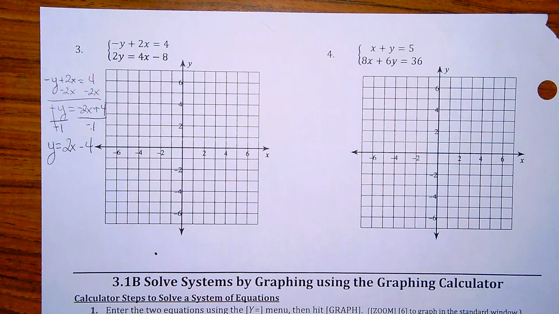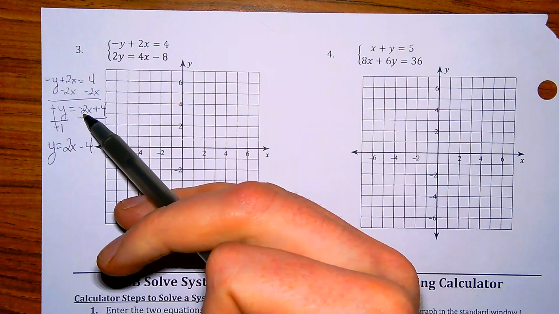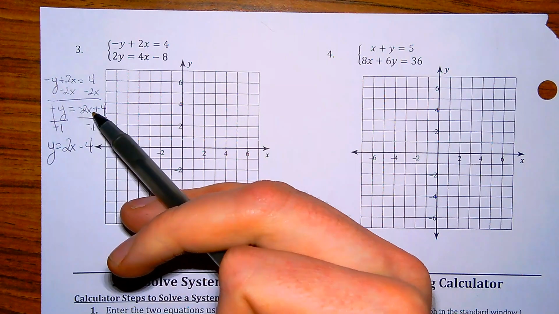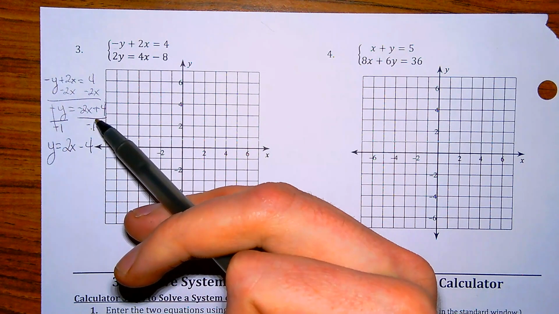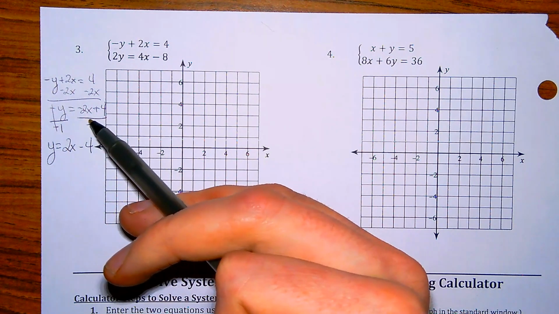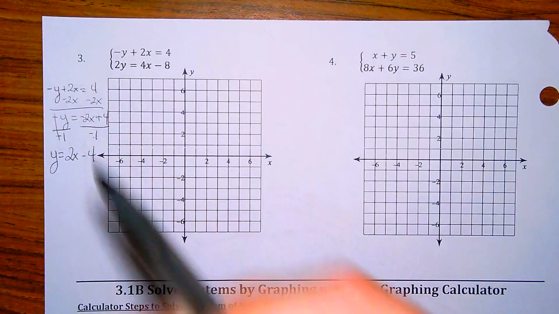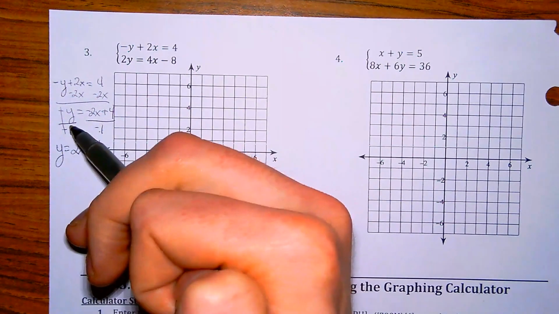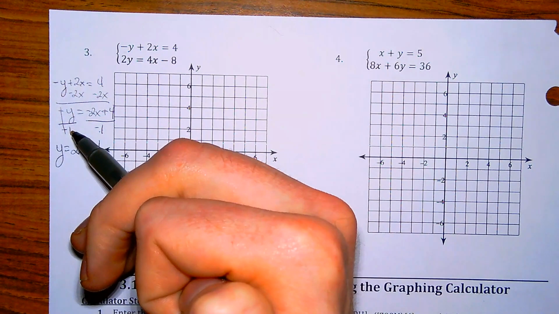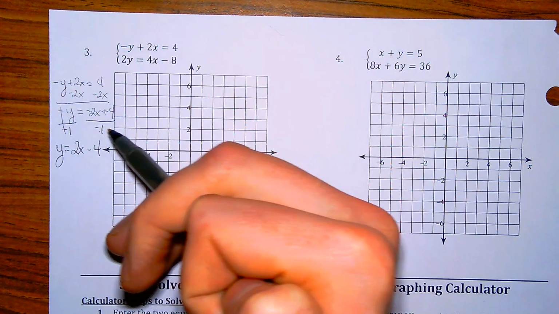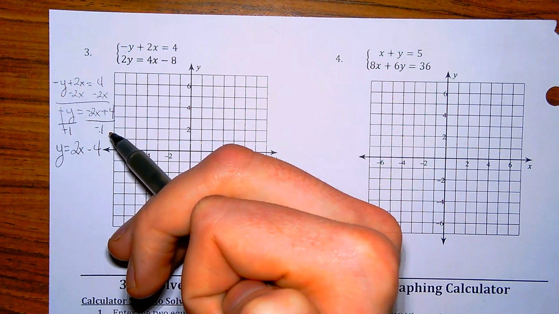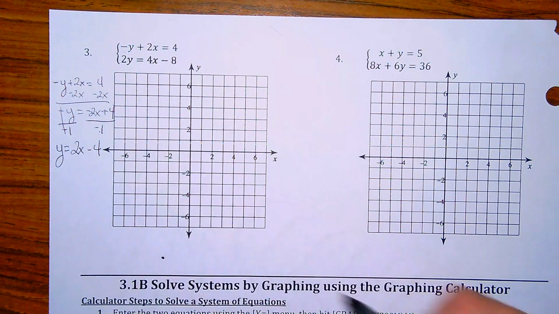Notice, what did I divide by negative 1? Was it just the negative 2? No. It was also including the positive 4 there. Both numbers were divided by that negative 1. If I'm dividing everything on this side by a negative 1, I have to divide everything on this side by that negative 1 as well. Now that's my first equation.